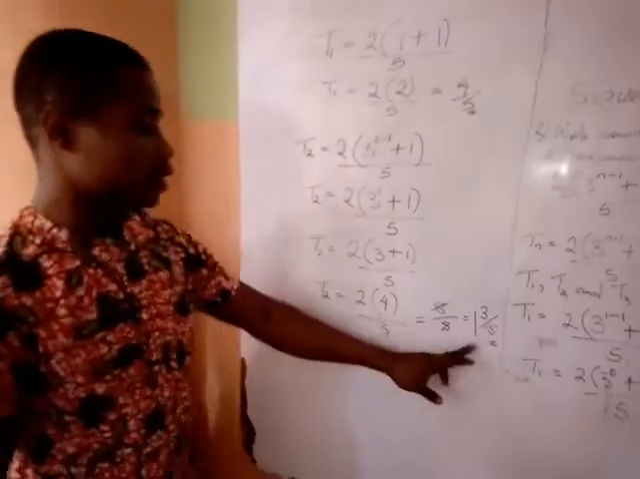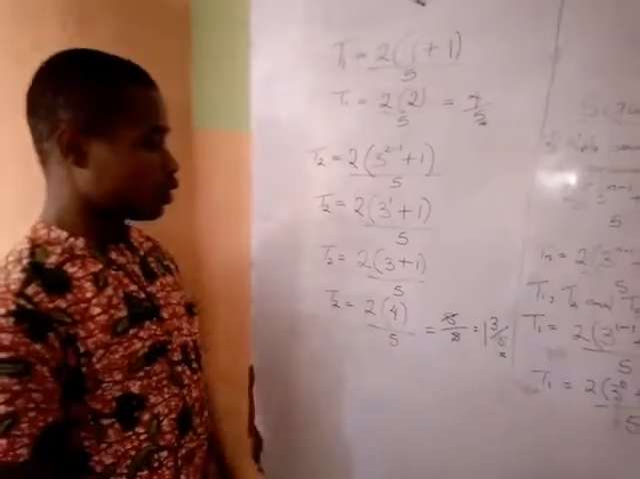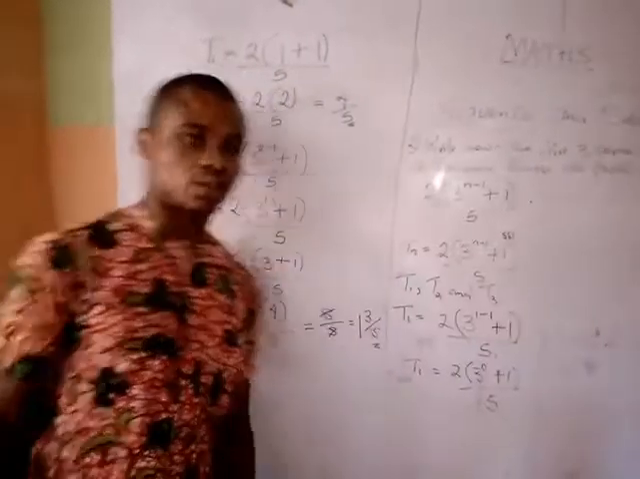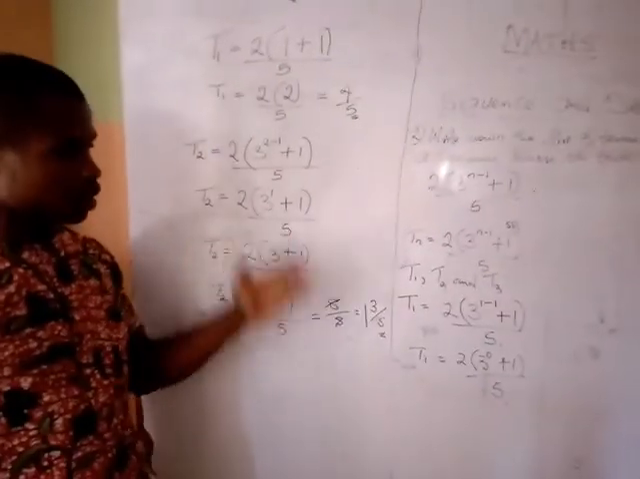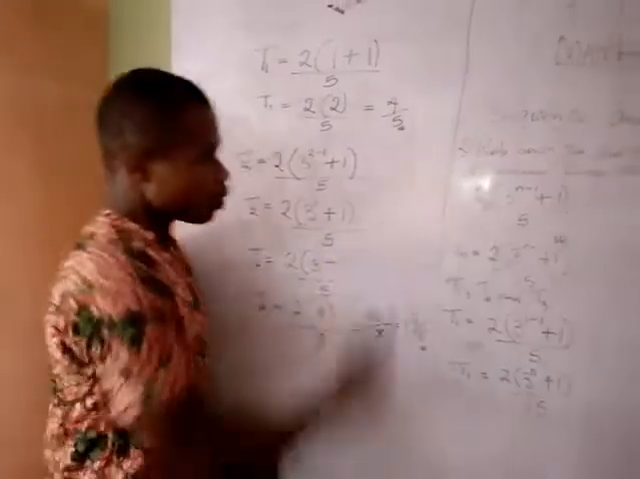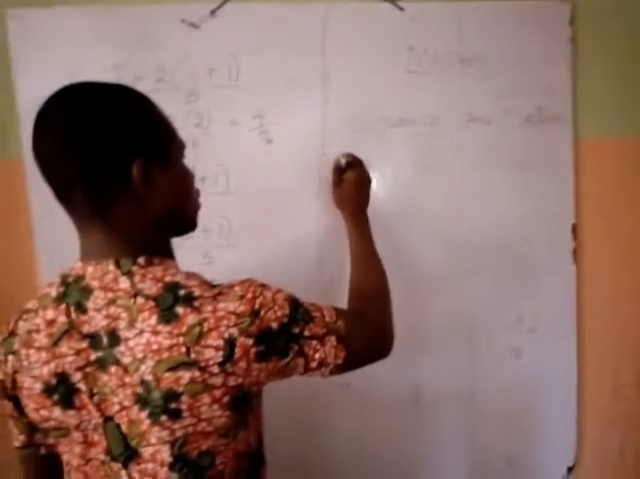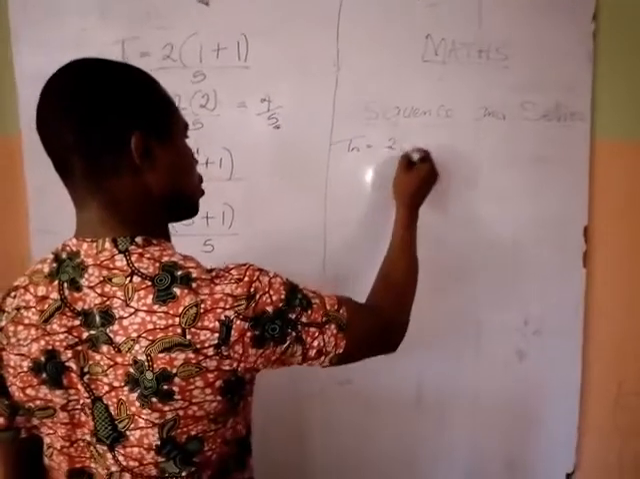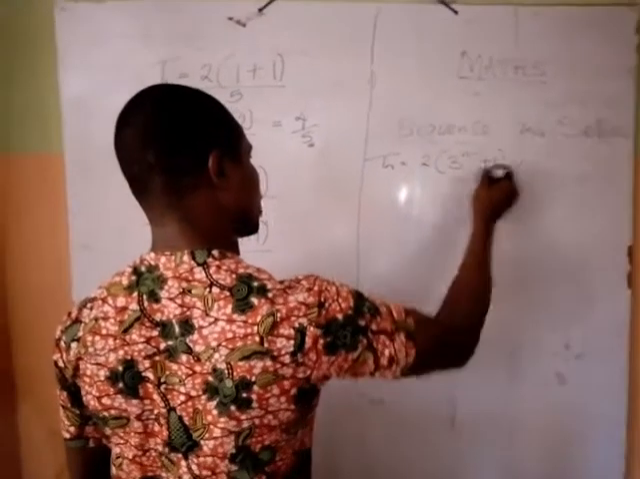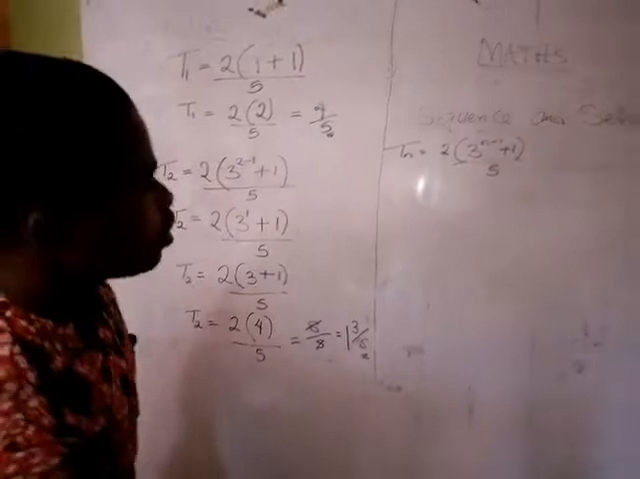So this serves as the second term of the sequence, while here is the first term of the sequence. But the question says, find the first 3 terms. We have done the first and the second, remaining the third term of the sequence. Then we have to go over to the rest. For the third term, still remember the nth term of the sequence is 2 in bracket 3 raised to power n minus 1, then plus 1, bracket close, divided by 5. That is still the formula we are using. There's a pattern. It hasn't changed.